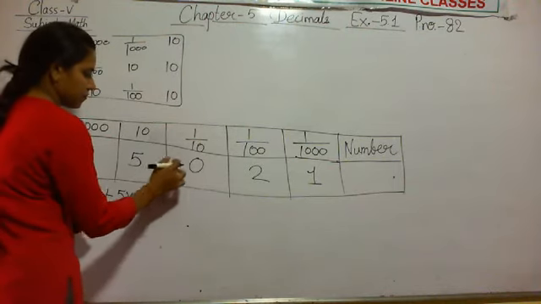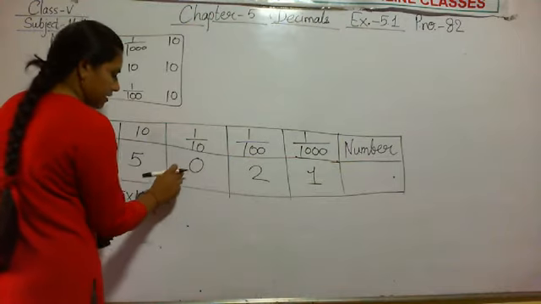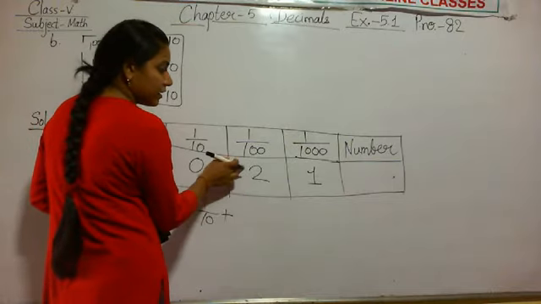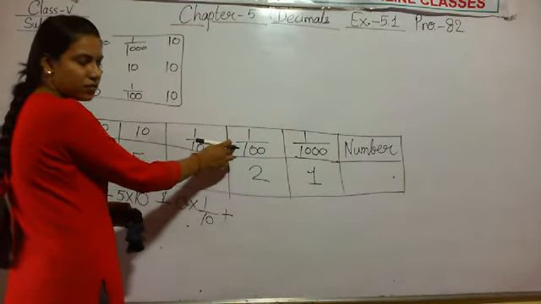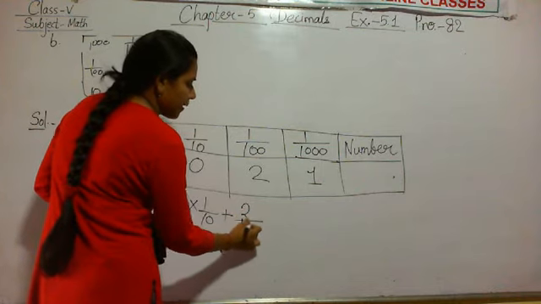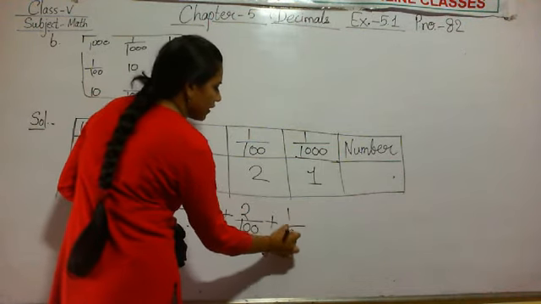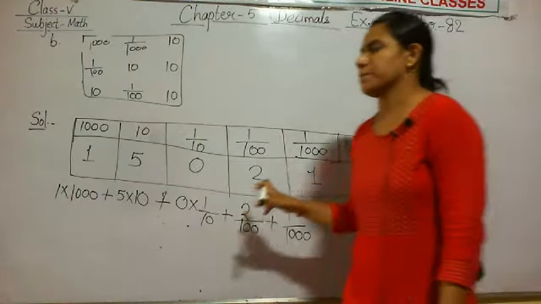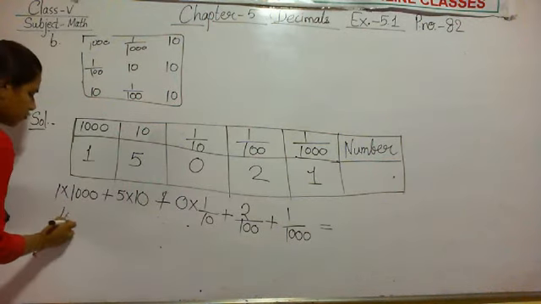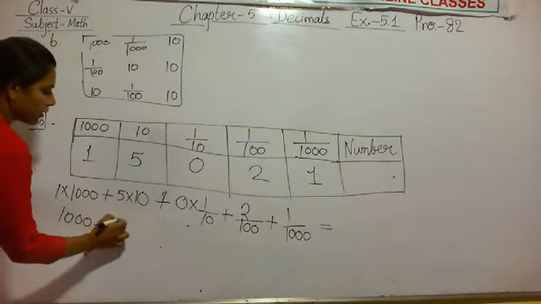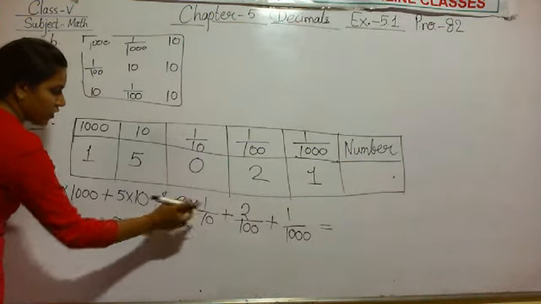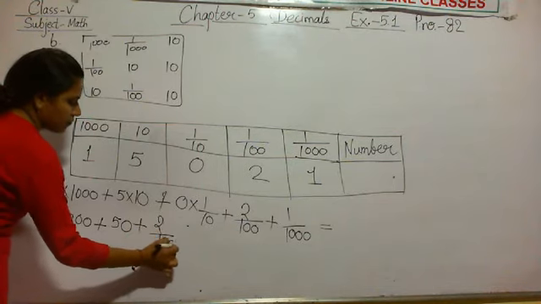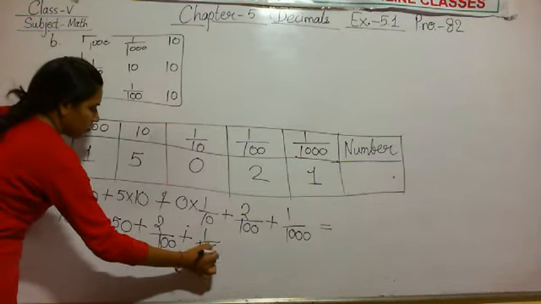Plus, 0 multiplied by anything is 0, plus 2 is located at the 100th place, plus 1 is located at the 1000th place. So what will the number be? What number will come here? 1 into 1000 is 1000, plus 5 into 10 is 50, plus 0 into any number is 0. Then 2 is located at the 100th place and 1 is located at the 1000th place.